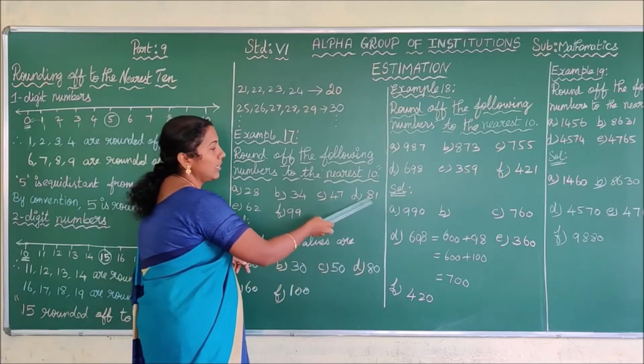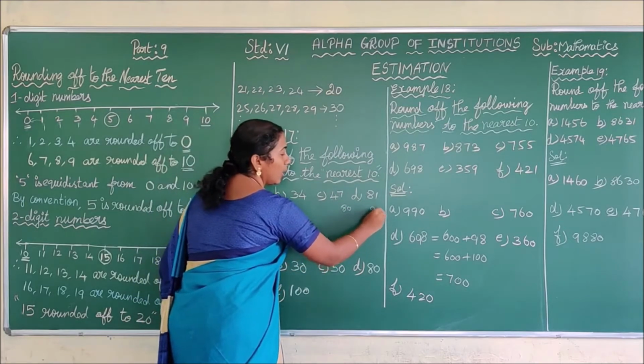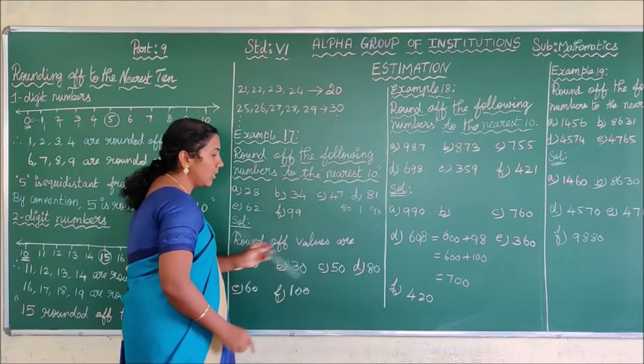Is it clear? See the next one, 81. 81 lies between 80 and 90. Numbers before 85 are rounded down to 80. So 81 is rounded to 80. Thus the round up value is 80.